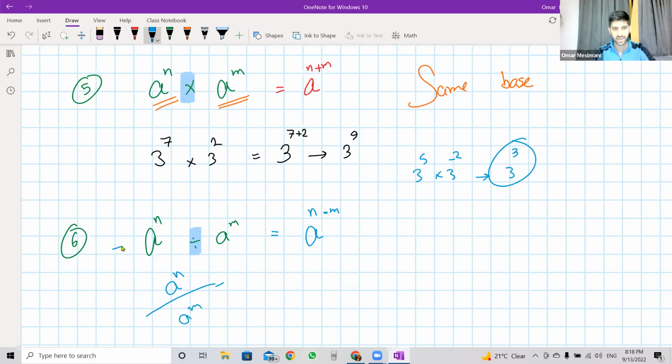And you could say, you can have it like this shape, you could have it like this shape, and both of them are going to be the same, a to the power of n minus m.